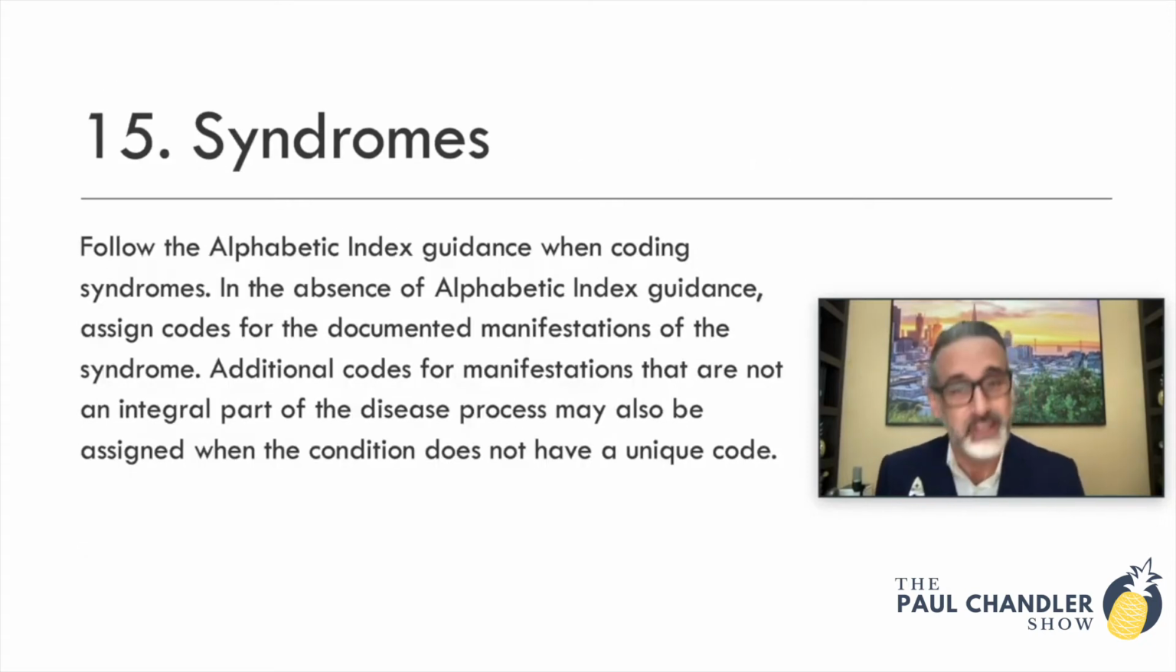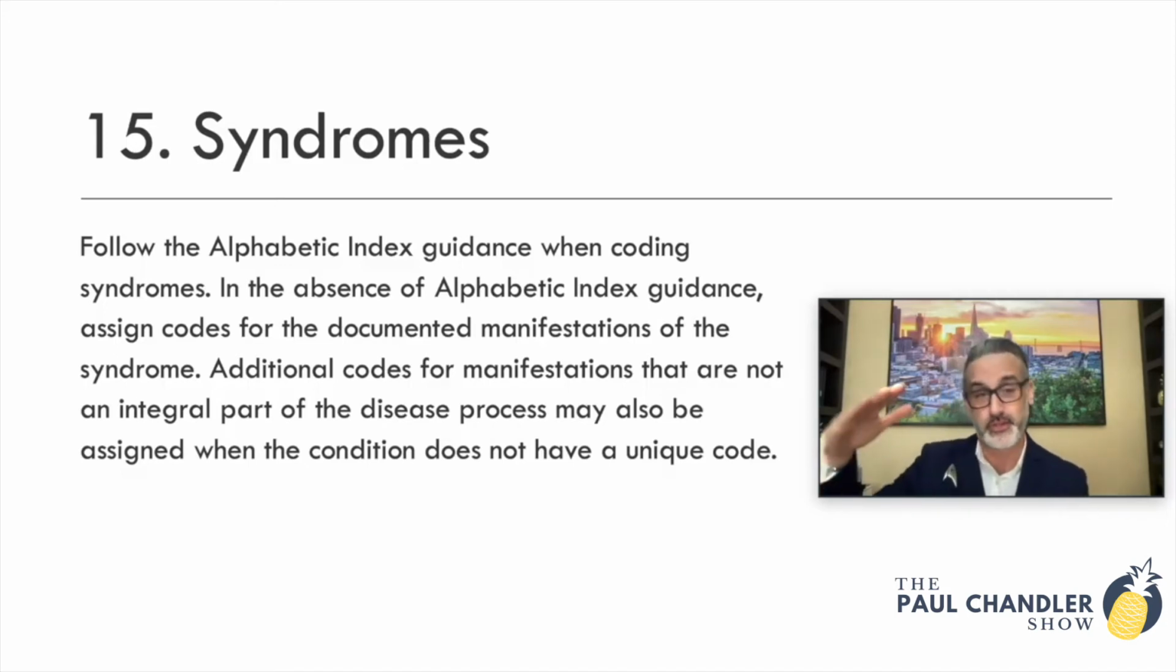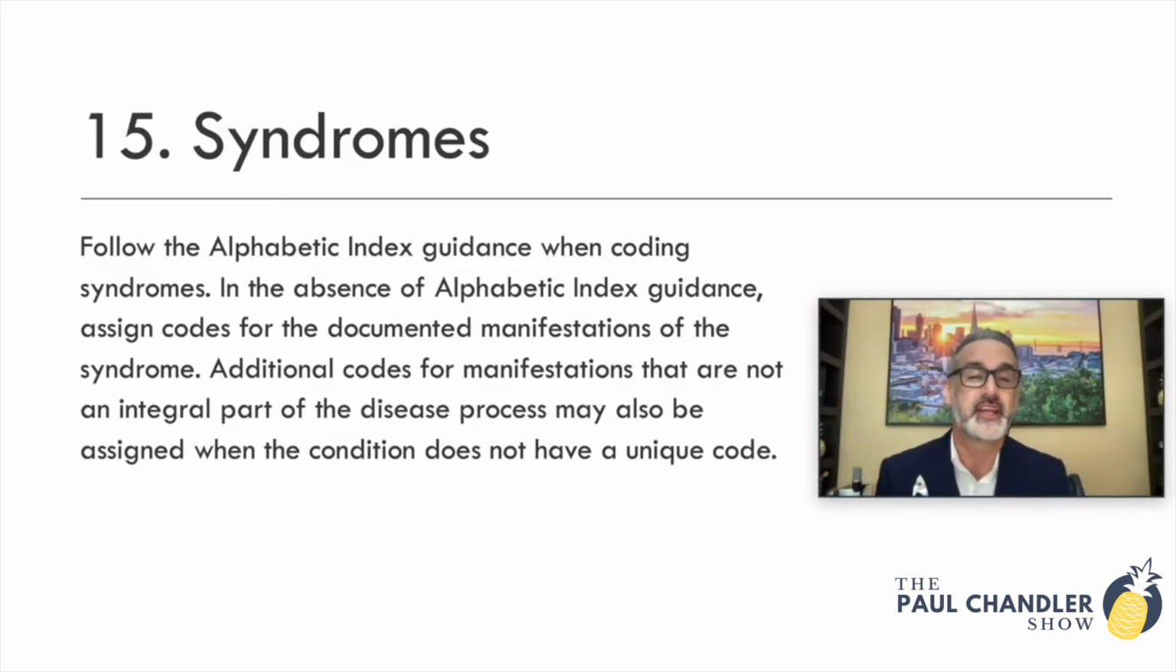And then next up, number 15, we have good old syndromes. So when we're looking at the alphabetical index in front, when we're coding syndromes, we simply look in the ABC index in front and look up syndromes and then do the normal drop downs. But like it says here in the guidelines, when we do not have the alphabetical index for the guidance, then we have to assign codes for the documented manifestations of that individual syndrome. And additional codes for manifestations that are not an integral part of the disease process may also be assigned when the condition does not have a unique individual code.